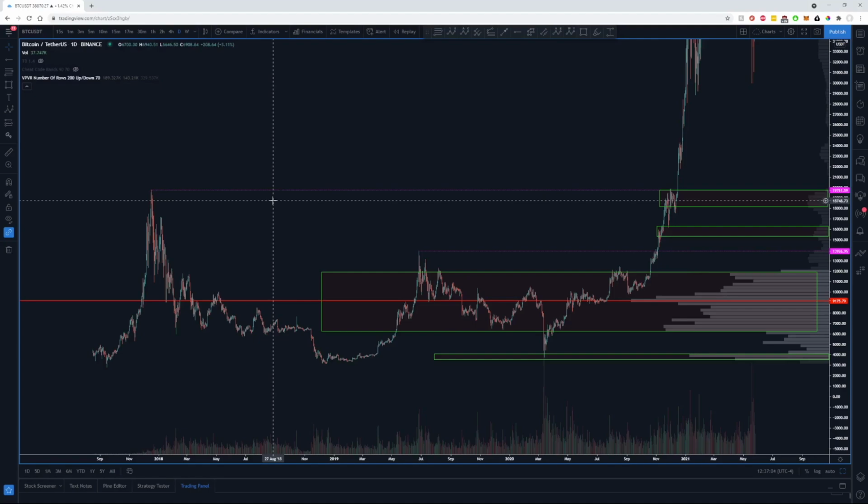So I've showed you this example on Bitcoin right here, but you can actually use this on every single asset, regardless of what you're trading, whether it's Forex, crypto, futures, stocks, options, anything, you name it. VPVR is one of my favorite indicators to keep on my chart at all times and definitely pay huge attention to. So that's pretty much it with this indicator.